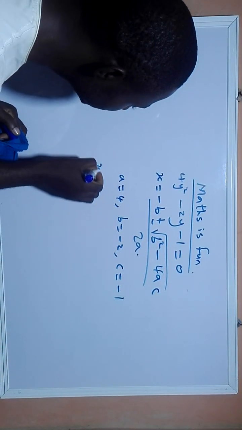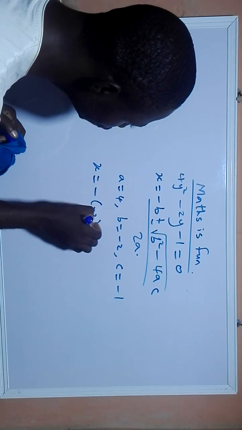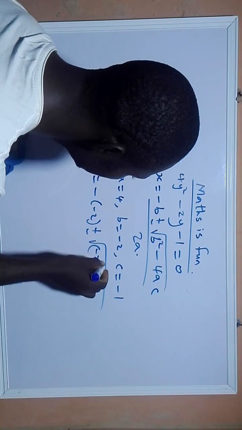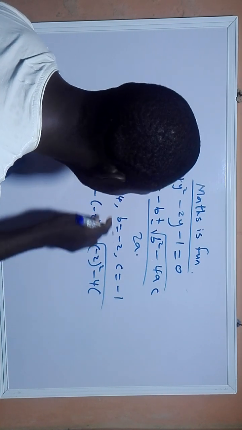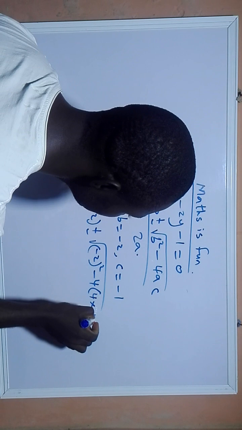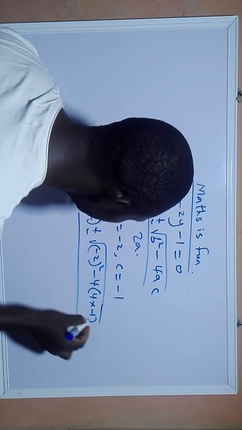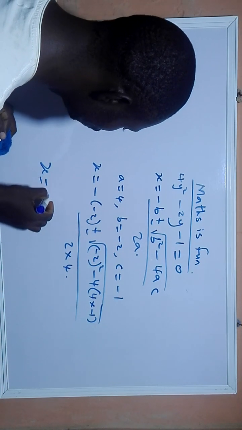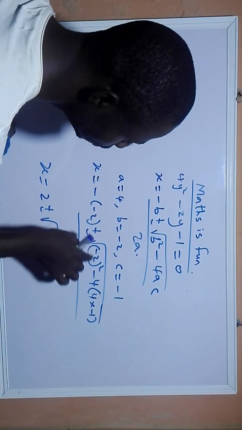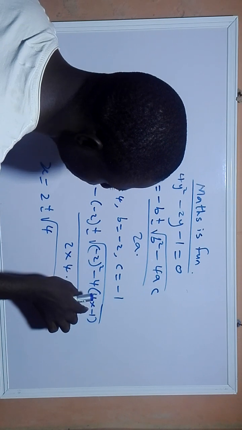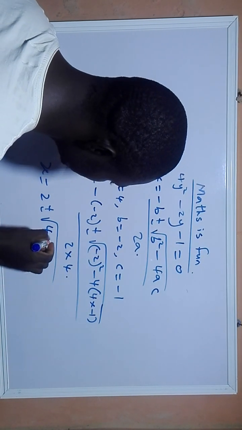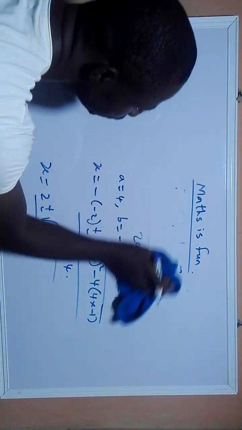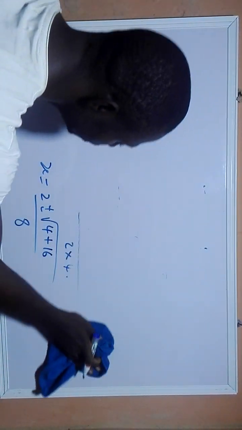So we now input all these. We can now say y is equals to minus minus 2 plus or minus square root of minus 2 squared minus 4 times a, which is 4, times minus 1, all over 2 times 4. So we can now have 2 plus or minus square root 4 minus 16 times minus 1, that's plus 16, over 8. So now let's continue.